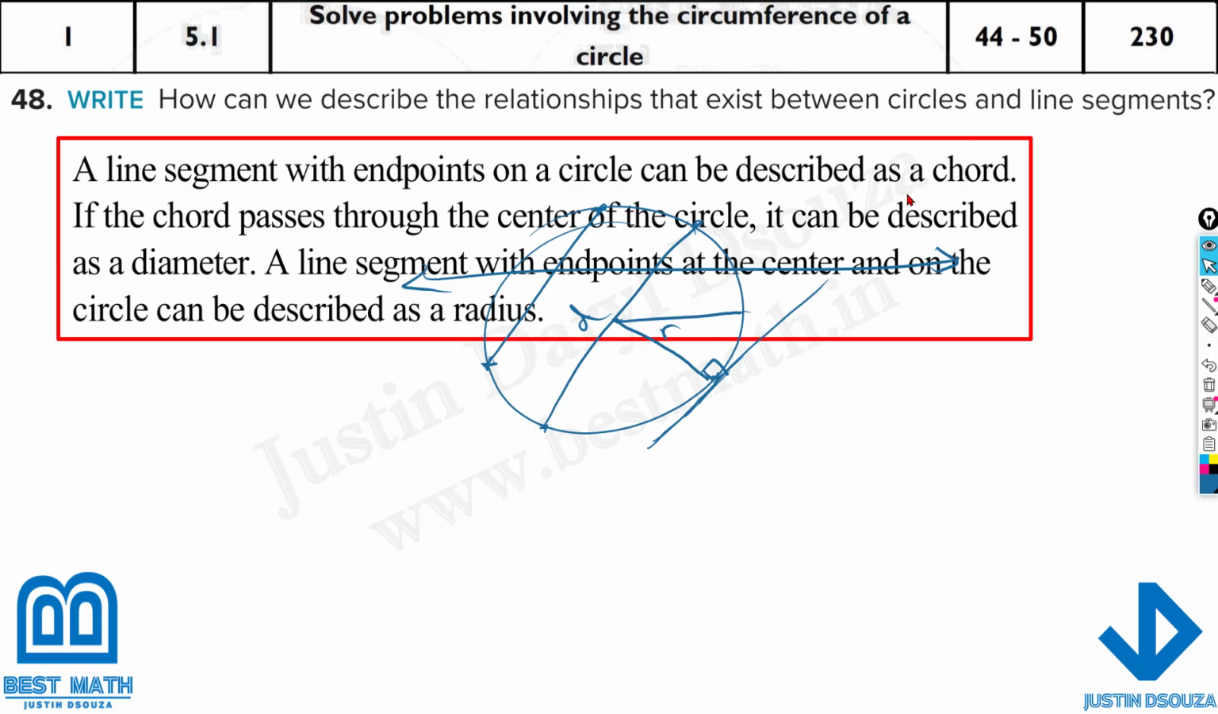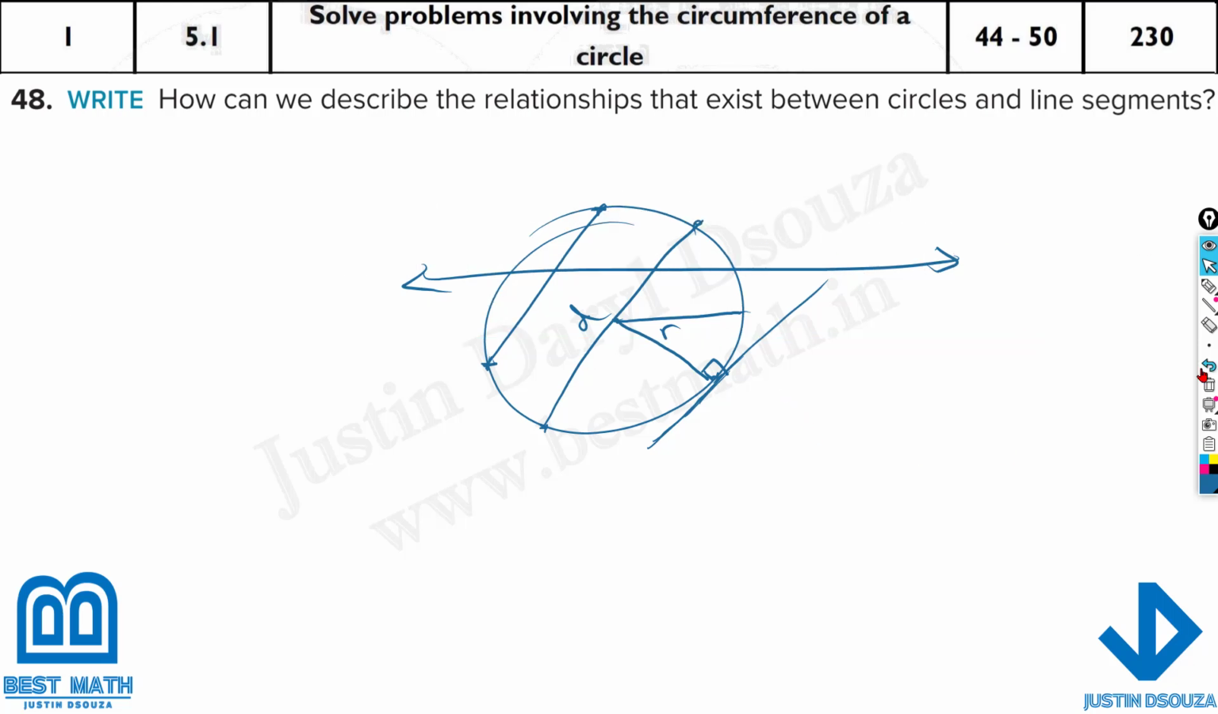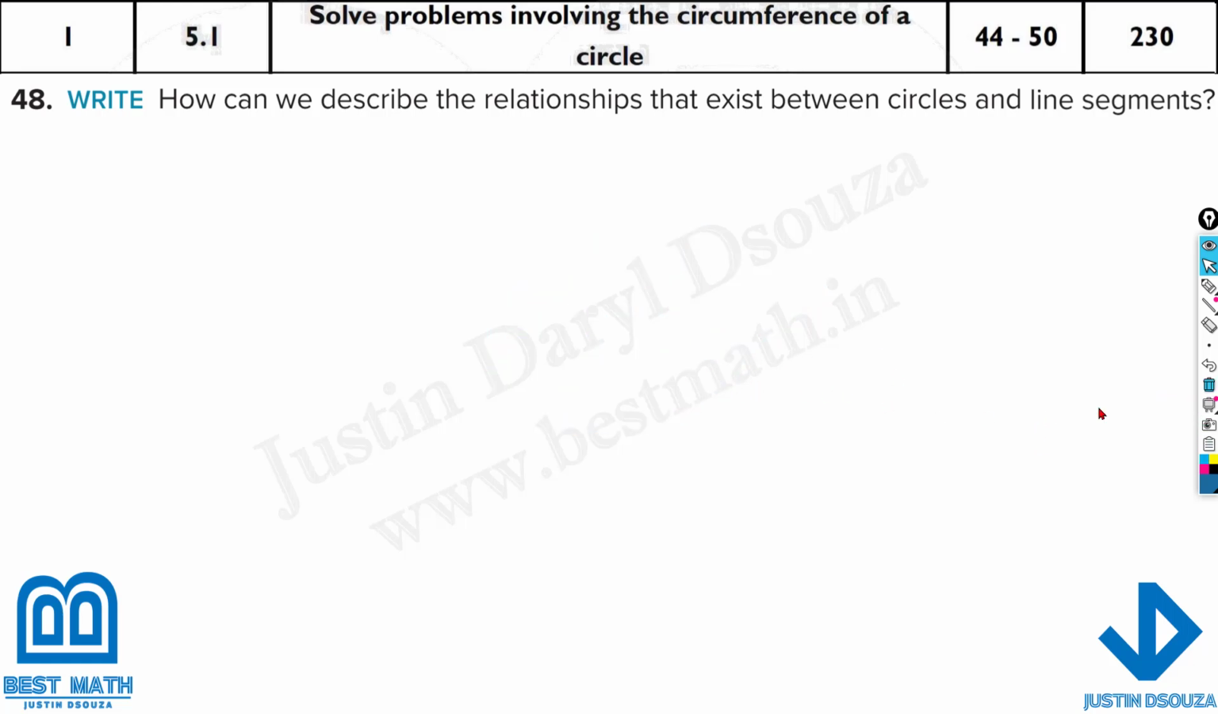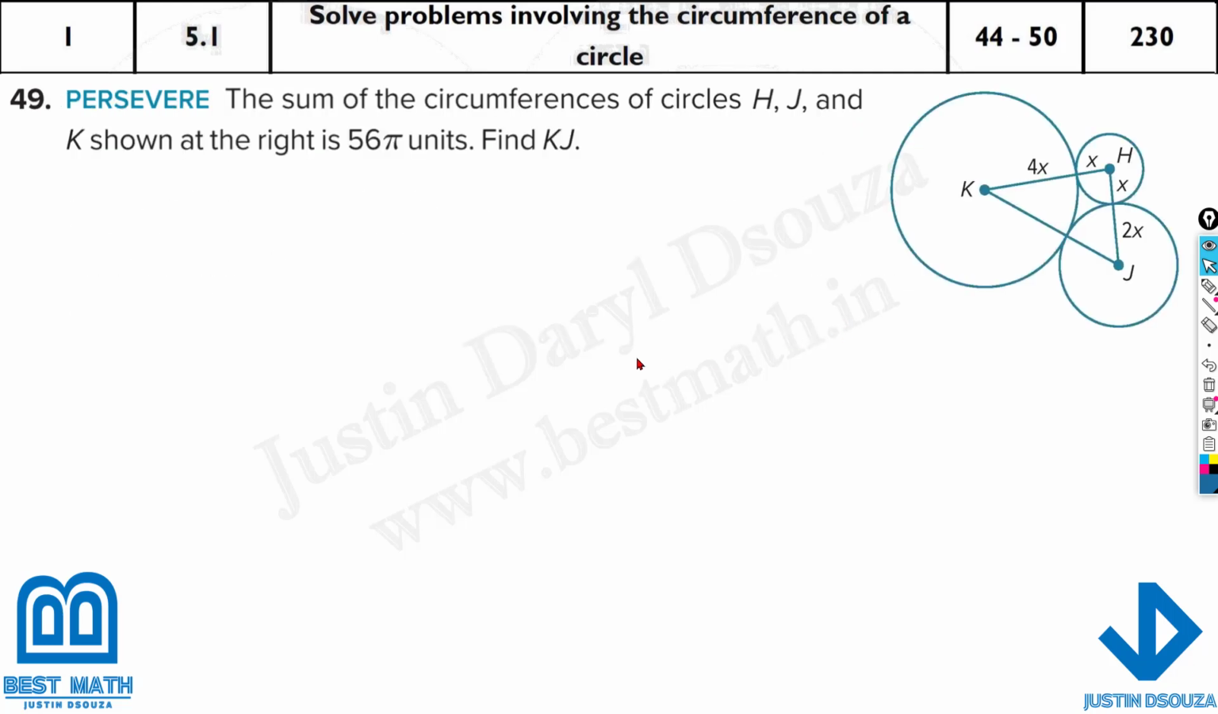Okay, let's see the options or the answer, what they have told. They have described, okay, chord is mentioned, diameter and radius. They didn't mention tangent and secant. Tangent, I'm sure you guys know, passes through the circle at only one point. It touches only one point. And when you draw a radius over there, it's always 90 degrees. So these are the few things. That's the relationship between circle and line segments.